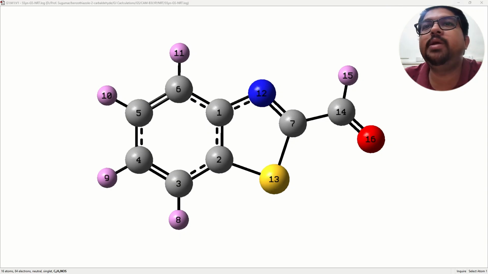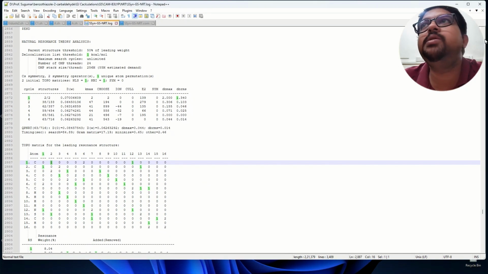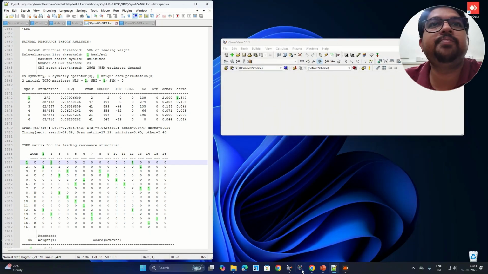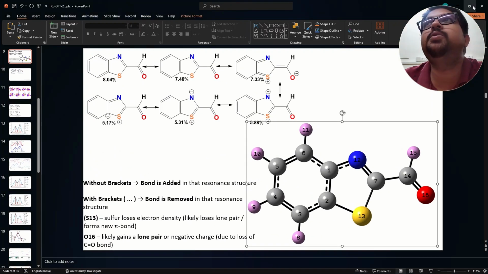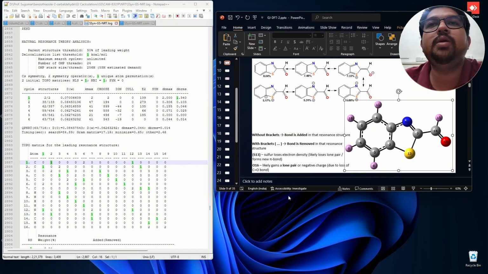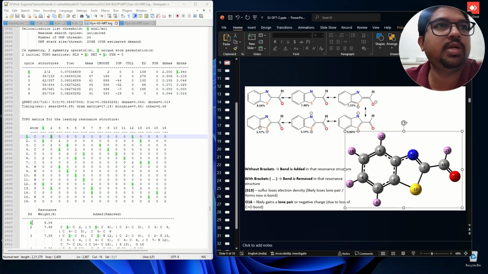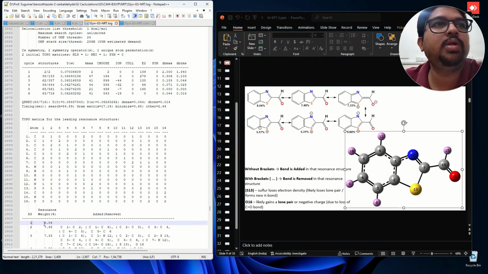After doing labeling, we look at the file. Here you can see the atom number. Maybe I will put this and this PPT side by side, so that I can show you. Okay, here you can see this is the most contributing resonating structure. How do I know that? Because the first resonating structure is given as 8.04, that is the contribution.